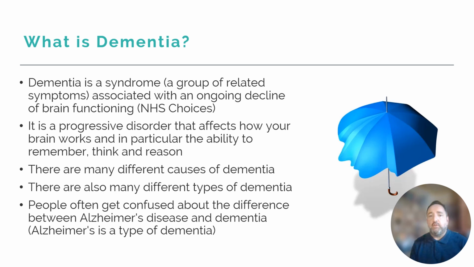People often get confused about the difference between Alzheimer's disease and dementia. Alzheimer's is just one of the different types of dementia. One way to think about dementia is that it's an umbrella term for all the different types of dementia that exist underneath it. A bit like within mental health, which is the umbrella term, and underneath that there are different diagnoses such as depression, anxiety, psychosis. Within dementia, the umbrella term, you have the different diagnoses such as Alzheimer's, mixed dementia, vascular, frontotemporal.